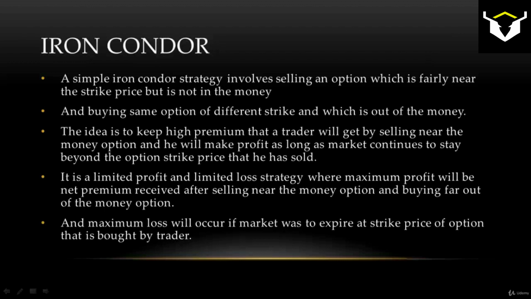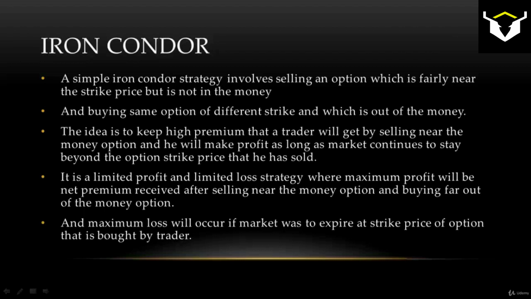He will sell a near-the-money, but still out-of-the-money call, or any out-of-the-money option which is trading at a higher premium. He will sell that and keep the premium. At the same time, to protect himself from any kind of sharp move against his favor, he will buy an even higher and even more out-of-the-money option. He'll buy it to protect himself from any kind of adverse sharp move.